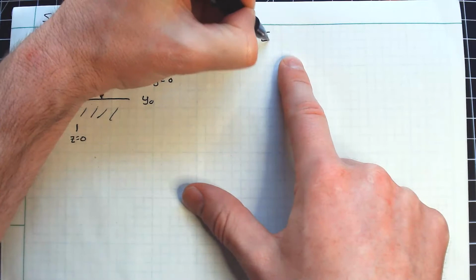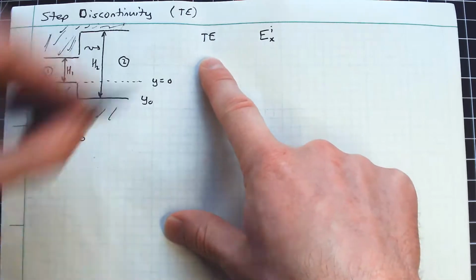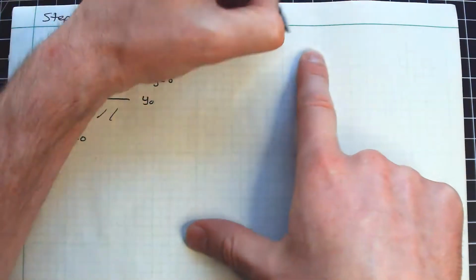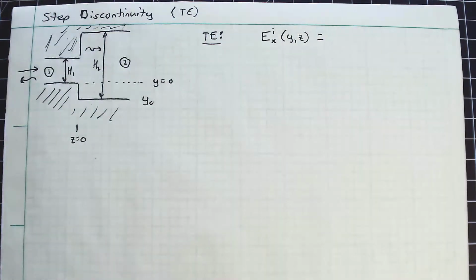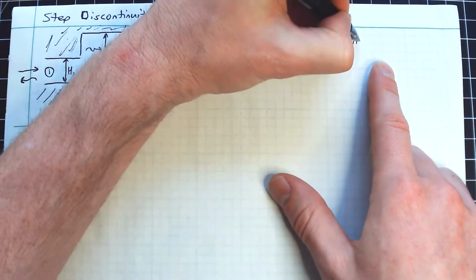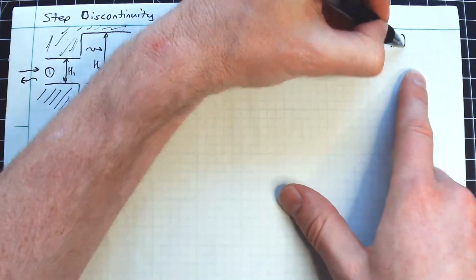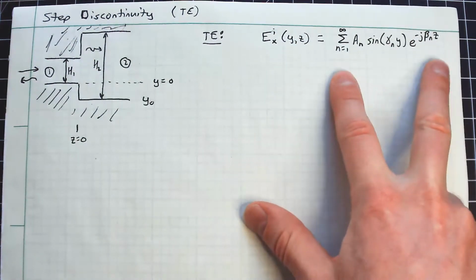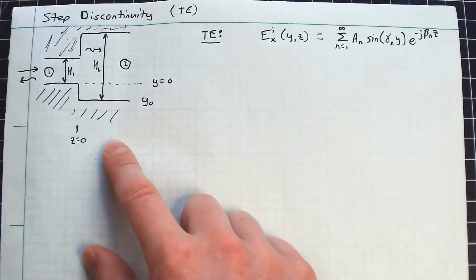I'm going to write E sub x i, the incident field, and since we're TE polarization, that implies it has an x component. It is a function of y comma z, and it's just a Fourier series like we already knew from long ago. It's a summation from n equals 1 to infinity of a sub n times sine of gamma sub n y times e to the minus j beta sub n z. Remember, this is just the general solution to any arbitrary field profile propagating down a parallel plate waveguide.